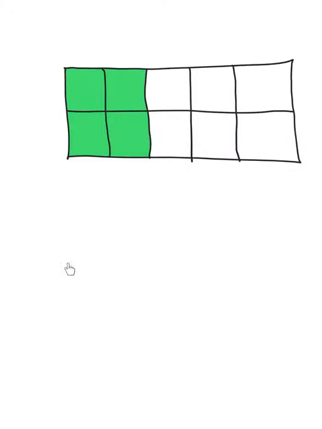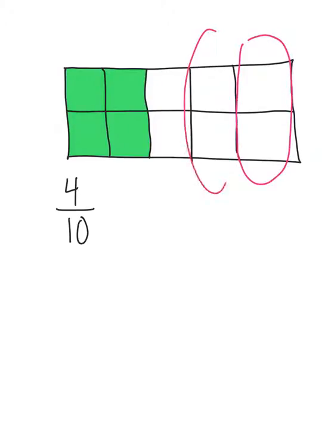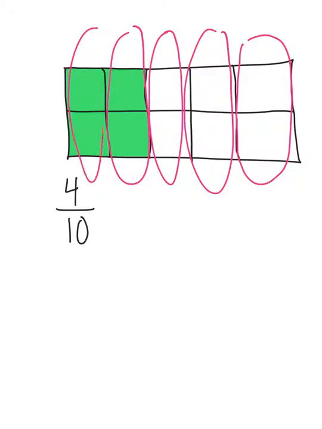Our next one has been broken up into 1, 2, 3, 4, 5, 6, 7, 8, 9, 10, and 4 have been shaded in. So our fraction of this area model is 4 tenths. So we've got 1 here, 1 here, 1 here, 1 here, 1 here to represent 5, and 5, and then 2 of those 5 have been shaded in.